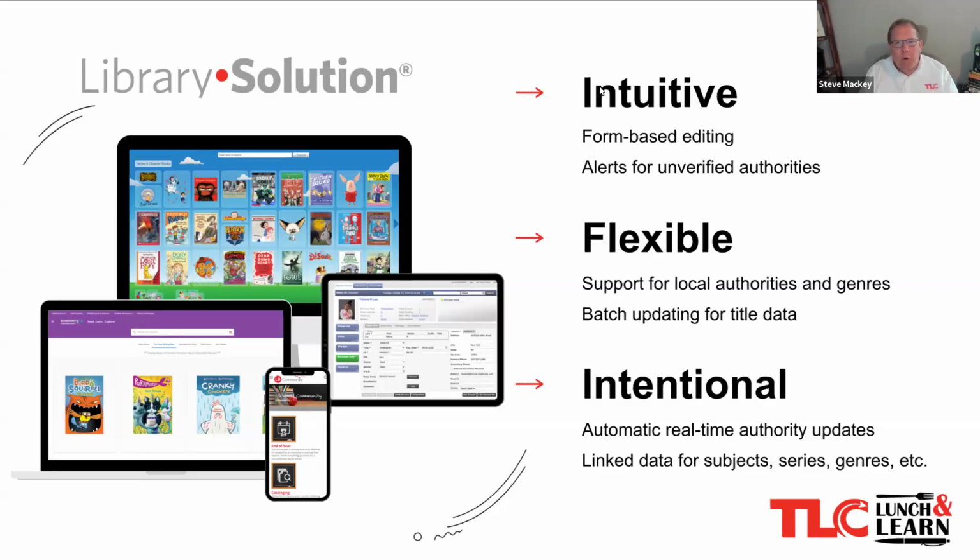We want to show that a little bit in action. We're going to focus on our form-based editing and alerts for unverified authorities. We can show you how it can be flexible. You can support local authorities and genres, should you wish. It's very flexible to do batch updates. And we are intentional in our design because we also support automatic real-time authority updates. And then again, it's all based on the foundation of the linked data that we have within Library.Solution.